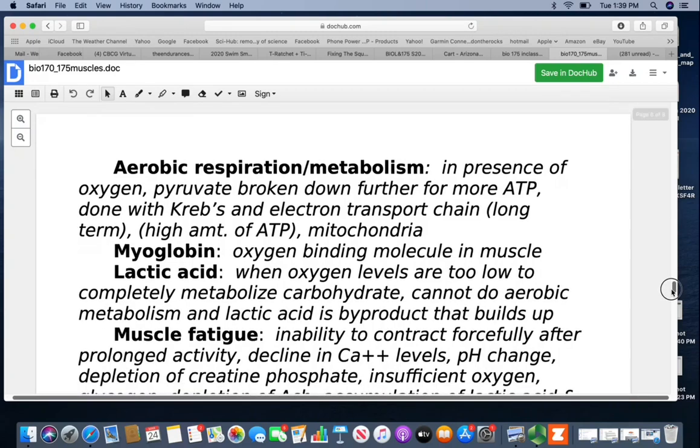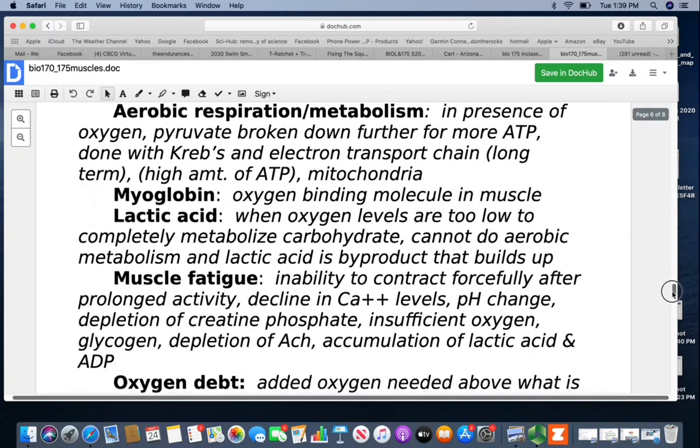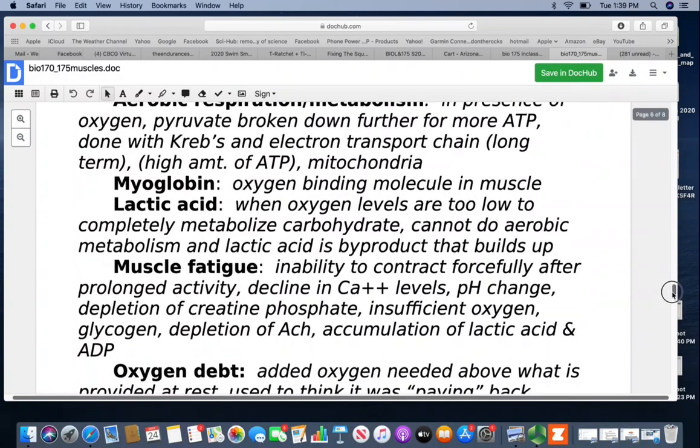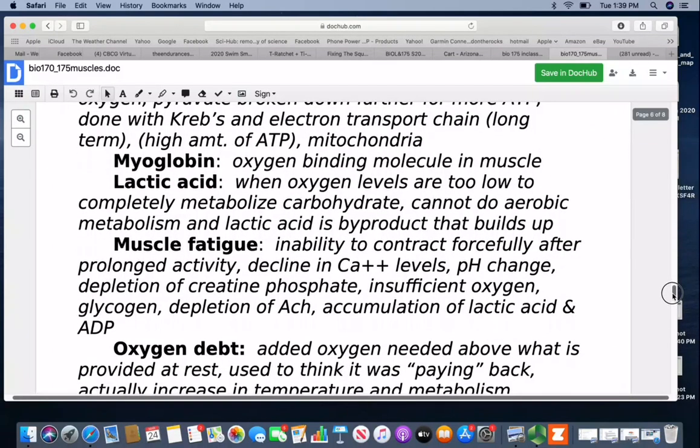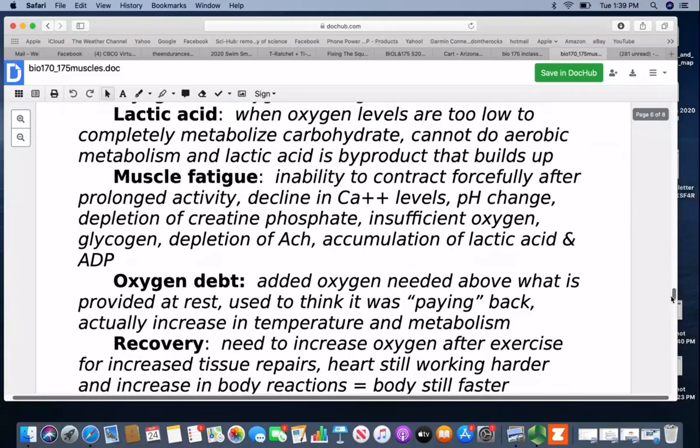So when you have muscle fatigue, it's the inability to forcefully contract. It isn't just that you woke up that morning and you didn't want to. Chemically, you can't. So this will happen after prolonged activity. What's happened is you've had a decline in the calcium levels. There's not necessarily enough to be able to expose those myosin binding sites.